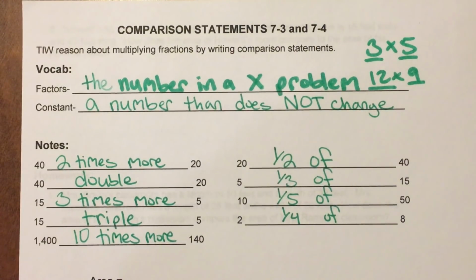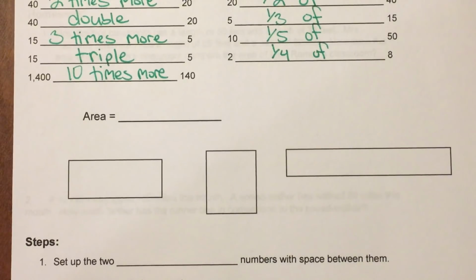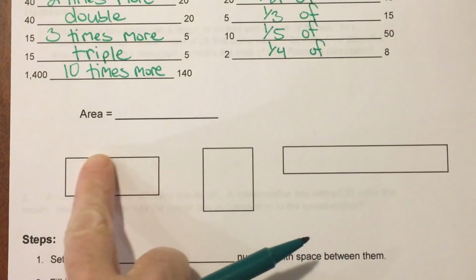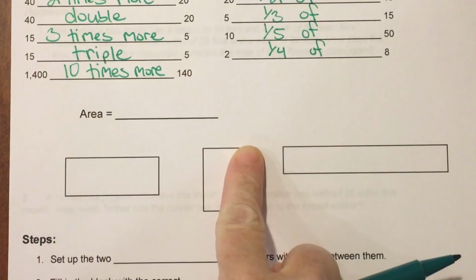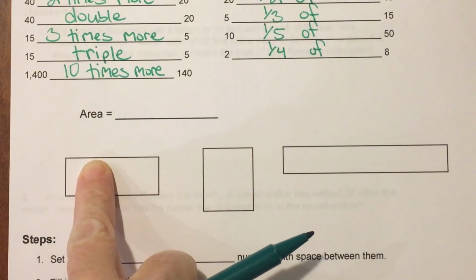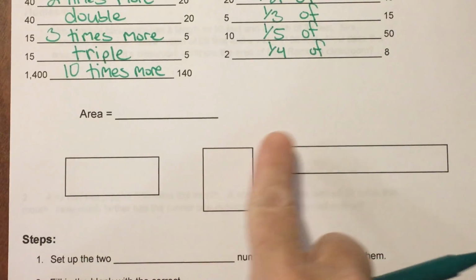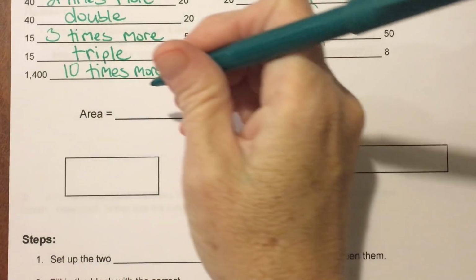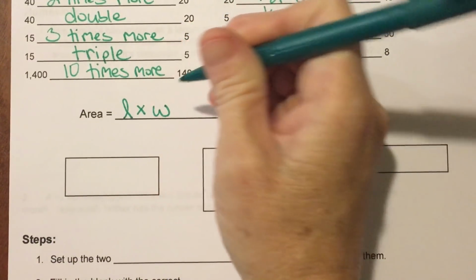Okay, the next thing you're going to need to know before we even start our steps is kind of a reminder of area. So you did area in 4th grade. Area is when you find the space inside a flat shape. So this is called a two-dimensional shape. So area is when you find all the space inside of it. So hopefully you remember the formula for finding area is length times width.